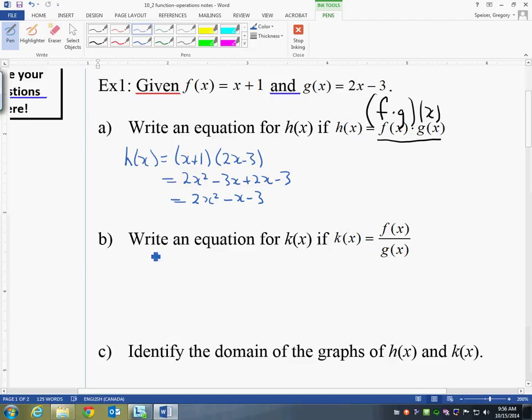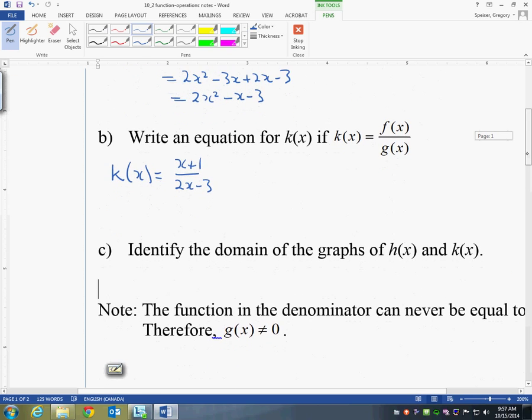Done. Write an equation for k of x if k of x is equal to, now this is the quotient, we're dividing instead. So k of x will be equal to, now f of x is x plus 1, g of x is 2x minus 3. Can we divide this any further, or is there anything that we can simplify? Are there any common terms in the numerator and the denominator? No, there aren't any. So this is as far as we get, and that's our answer. Okay, this reminds me of the graphing rational functions unit we had, right? X plus 1 all over 2x minus 3.